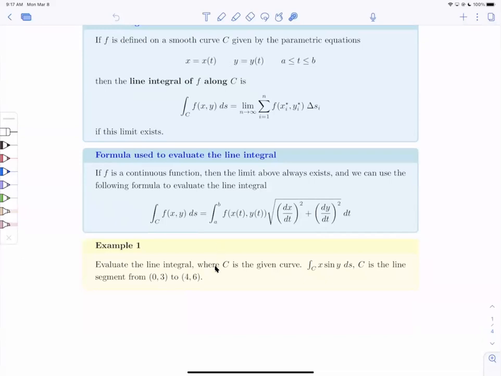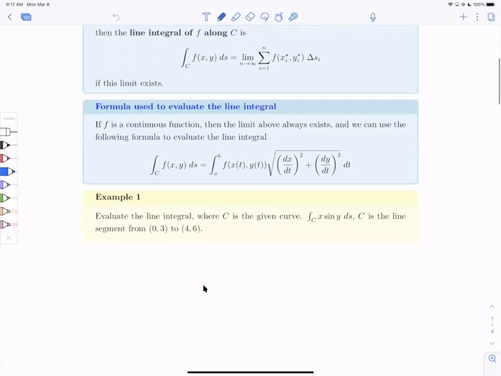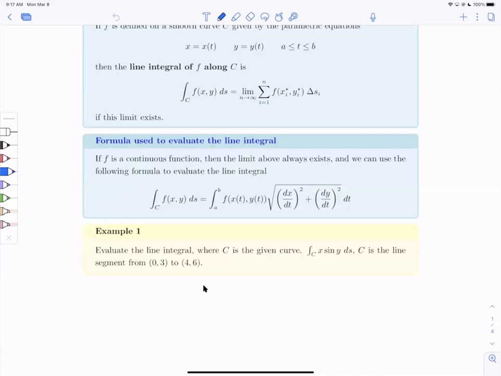So the actual, I wouldn't say hard part, but if you don't remember 232, then you should review how to parametrize an equation. Okay, so if they give you something that's y equals a function of x, then you should know how to parametrize it such that x is a function of t and y is a function of t. So if you don't remember, you should review.